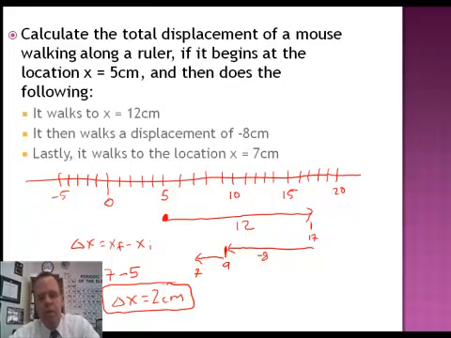Now in this case we wouldn't have necessarily had to draw out all of this, because since we're given the final position of 7 centimeters, we could have just subtracted 7 minus 5 and gotten the answer. But drawing these out generally is very helpful in most cases.